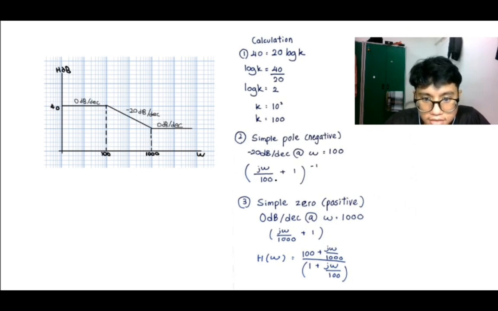And the third one is simple zero positive, 0 decibel per decade at omega 1000. So the equation is j omega over 1000 plus 1. So eventually we can get the equation: 100 times 1 plus j omega over 1000, divided by 1 plus j omega over 100.